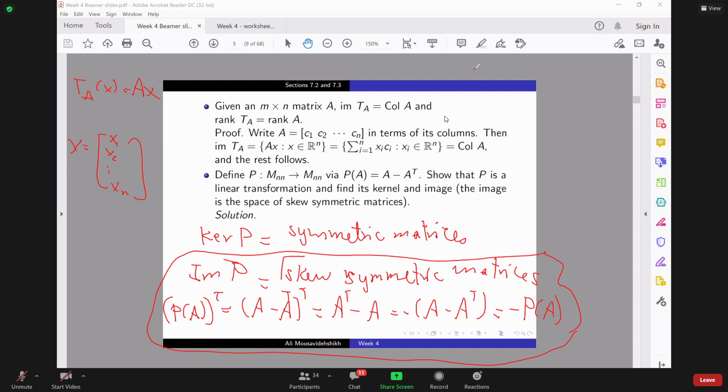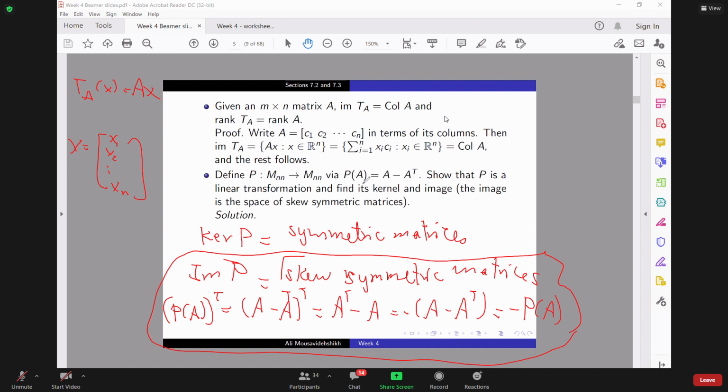Quick question. What made you make P of A into the transpose? It's not that it makes me do that. When I was looking at this image, A minus A transpose, because of my experience, I right away realized that if I take the transpose of this, A minus A transpose, what I'm going to get is its negative. Okay, I see. Thank you. So right away I realized that I'm looking at the skew symmetric matrices for the image. Okay, I understand. Thank you.